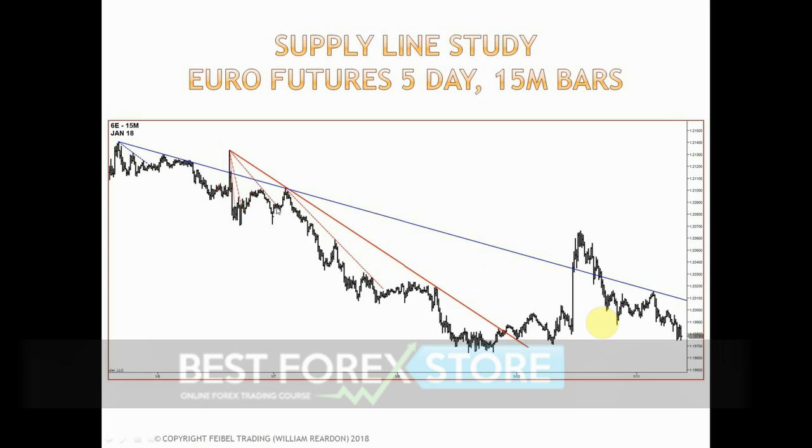Good. Are there any questions? Would you draw supply lines from the large violation and the last resistance hold? Why did I break from that? Large violation and the last resistance. What did I draw? Oh, yes.